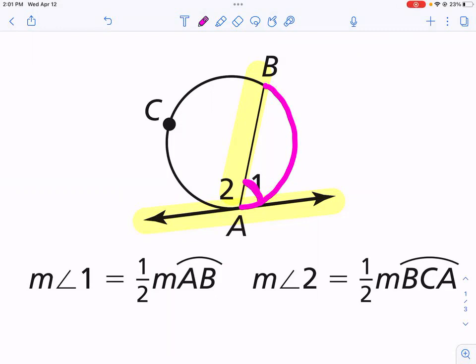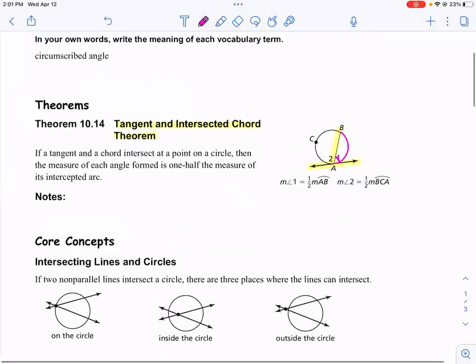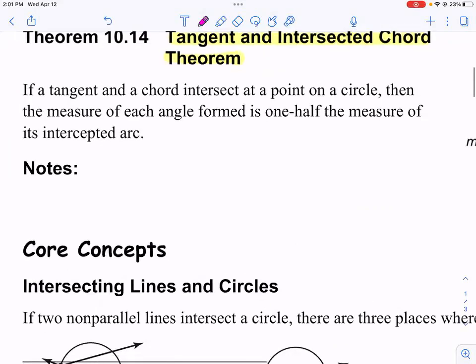So really, it's kind of the same thing we talked about yesterday with our inscribed angles. But this isn't technically an inscribed angle. However, the vertex is on the outside of the circle, so that kind of helps. So draw this picture with me where it says notes.